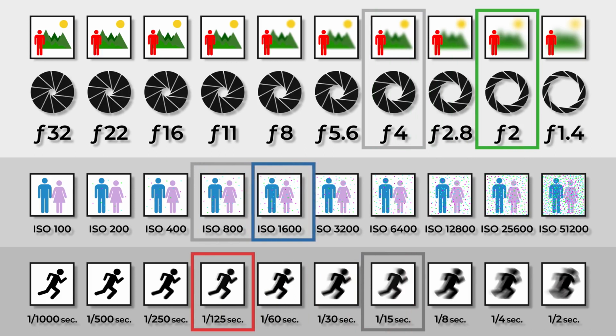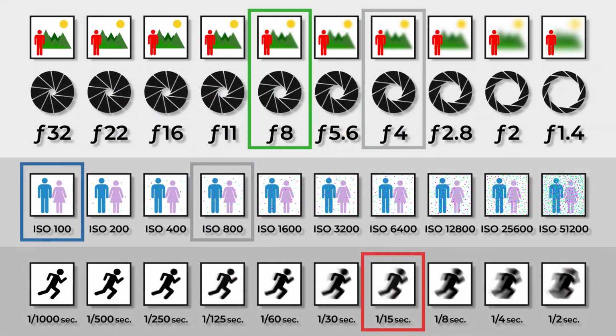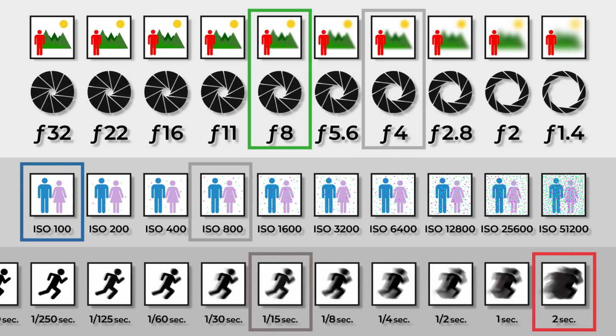It's important to note that this is only one situation. If I was shooting a landscape and wanted low noise and high depth of field, forcing me to change my aperture to f8 and my ISO to 100, I would need to compensate the 5-stop reduction in light with the shutter speed, causing me to expose for 2 whole seconds to maintain proper image brightness.